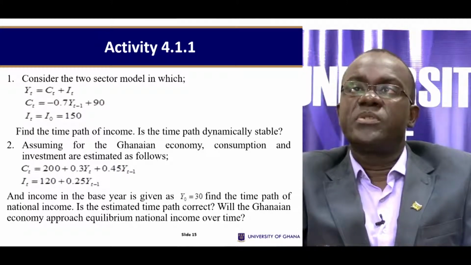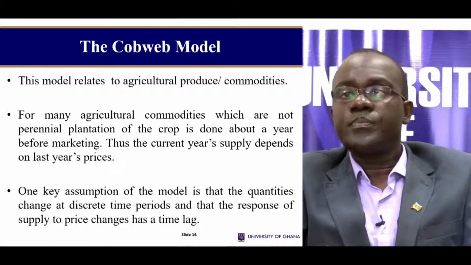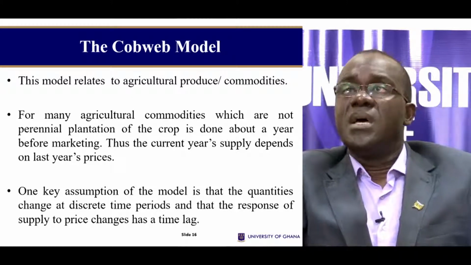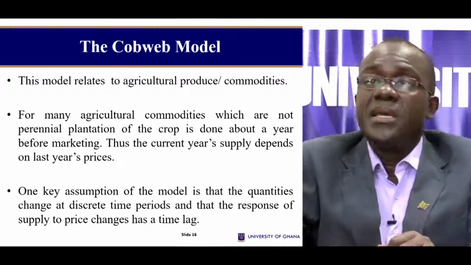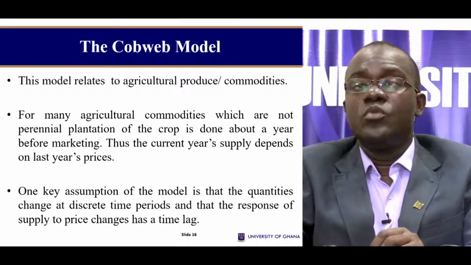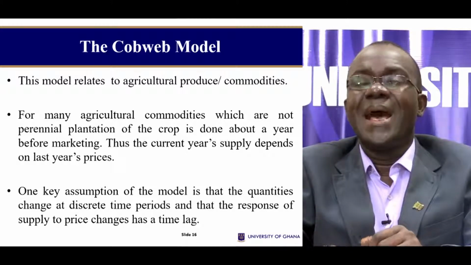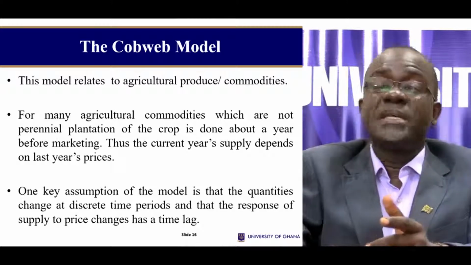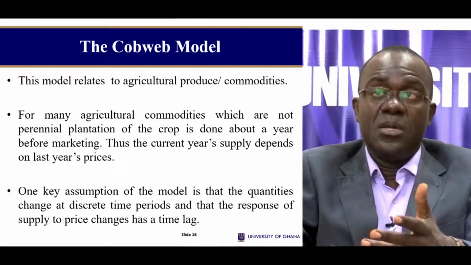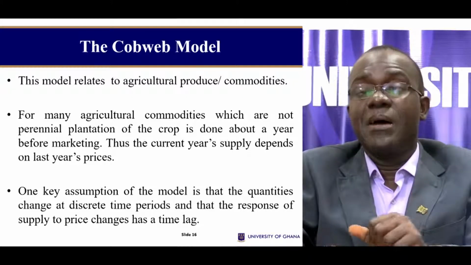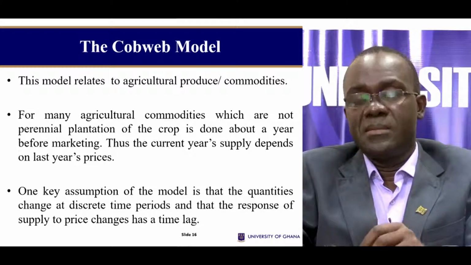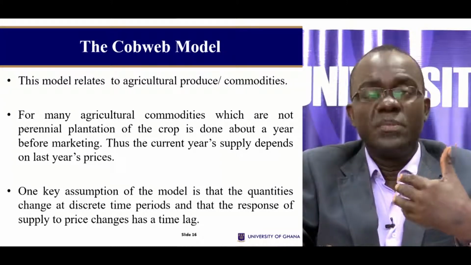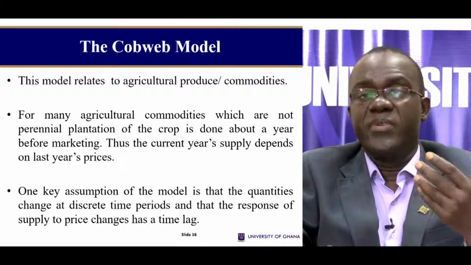I have some examples for you. Please try them. Let's look at the Cobweb model. This model more or less deals with agricultural products. You know that if you look at agricultural products, you plan today not knowing what the price is going to be when your products are out. So your decision to produce today will depend on previous year's prices, for example.